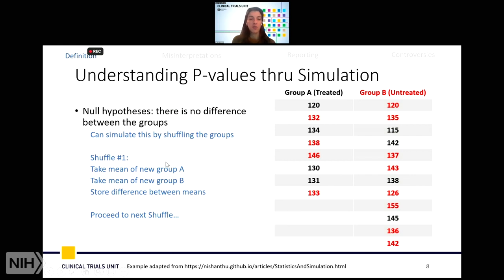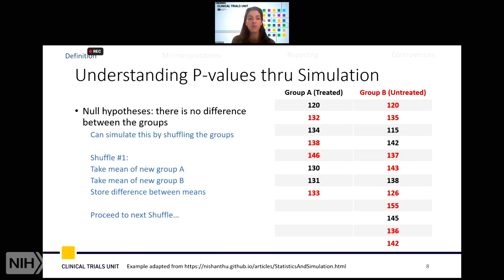In a sample shuffle number 1, what we would do in this simulation is take the mean of new group A and the mean of new group B. We store the calculated difference between those two new means, and then we would proceed to the next shuffling of the labels or of the data, depending on how you want to think about it.